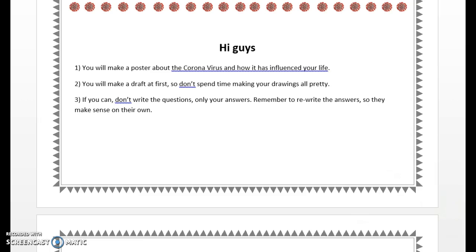You'll make a draft at first, so it's really important that you don't make pretty drawings to begin with. You really have to try just to make a quick drawing so you don't spend time making them all pretty to begin with, because we will do that when we have written all our sentences and we will put it in our poster. Then we will make very pretty drawings for it too.